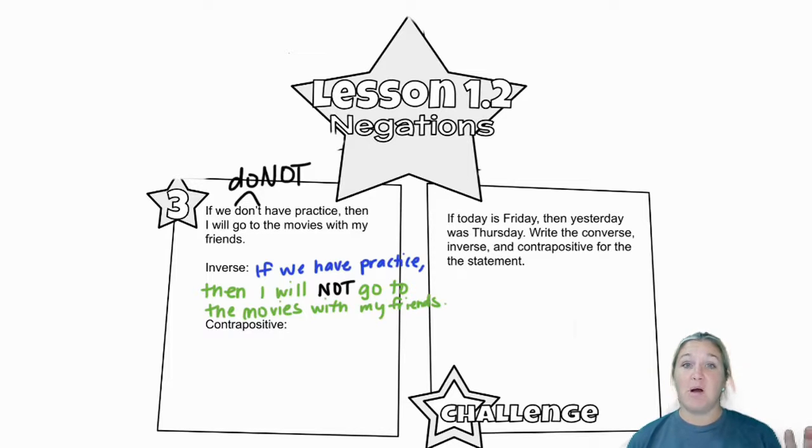It's easy to go from here to the contrapositive, just like it is to go from the converse to the contrapositive. I think it's a little more challenging to go straight from the conditional to the contrapositive because you have to make them nots and you have to flip the order. Here we've already added the not pieces, so now I'm just going to flip the hypothesis and the conclusion. If I do not go to the movies with my friends, then I had practice. That's how I'm going to rewrite it in that order.